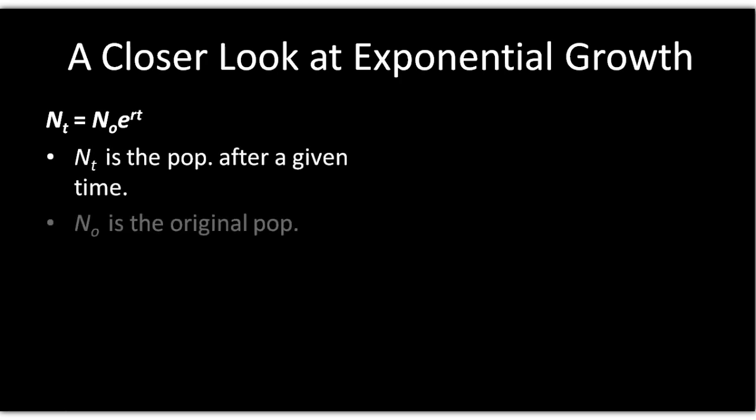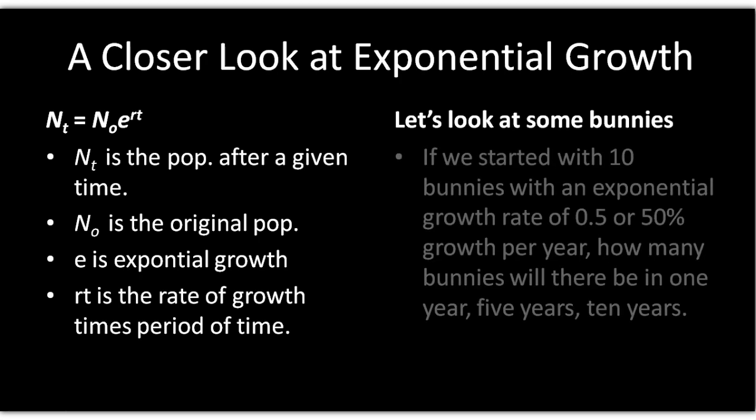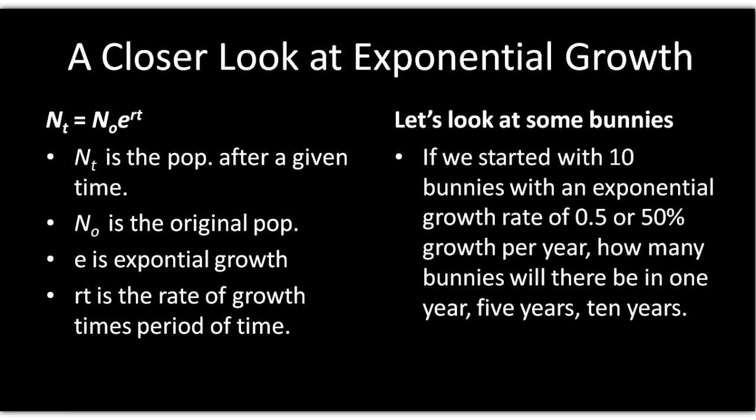Okay, so here is the actual equation we can look at for exponential growth, and we'll look at some of the variables that go into this equation, and we'll do a quick little math problem here with bunnies. So let's just say we start off with 10 bunnies. And we know that we have a growth rate of 0.5, or 50%.